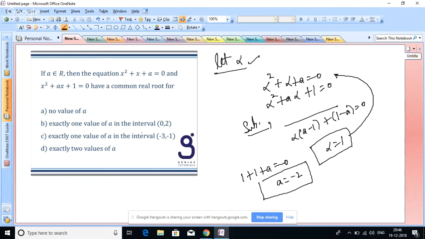Now let's look into the options. So A is equal to minus 2. So that means the C option should be our correct answer. Exactly one value between minus 3 and minus 1. That is A is equal to minus 2. Okay, so this is our answer to this question. Let's move on to the next question.